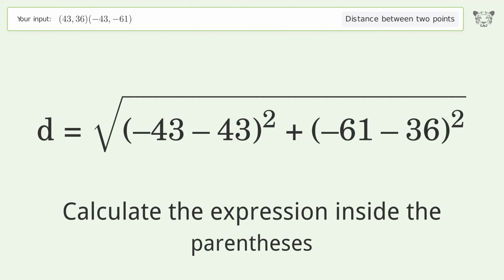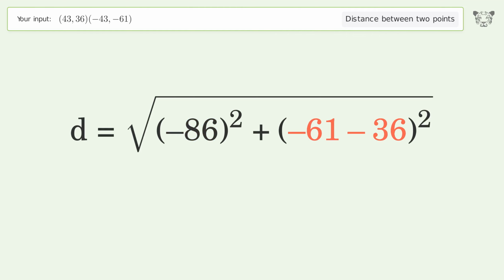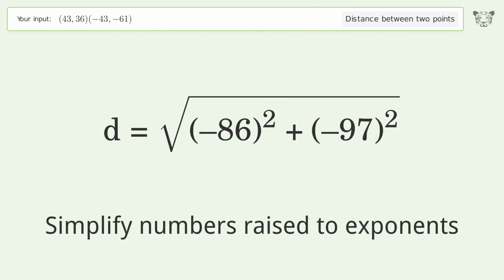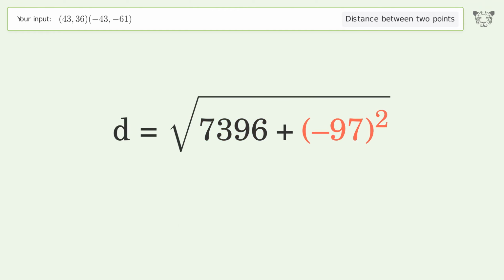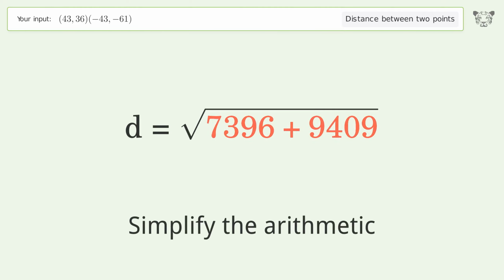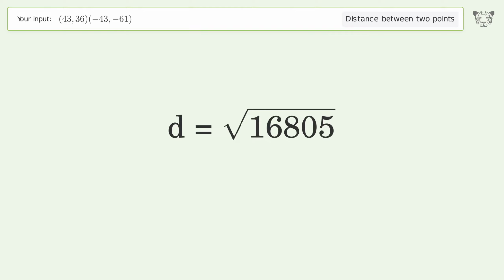Calculate the expression inside the parentheses. Simplify numbers raised to exponents. Simplify the arithmetic. And so the distance between the 2 points is the square root of 16,805 or 129.634.